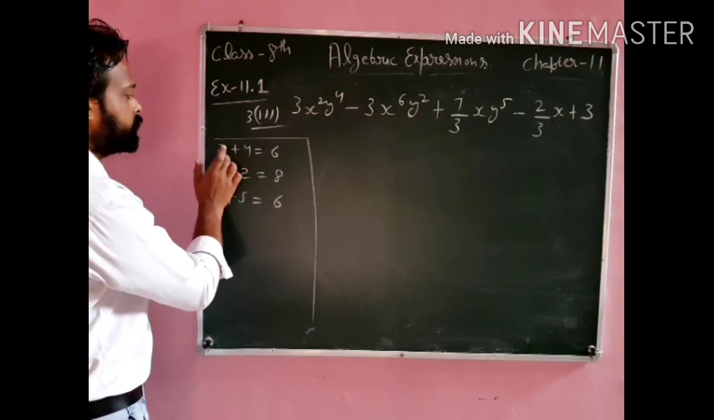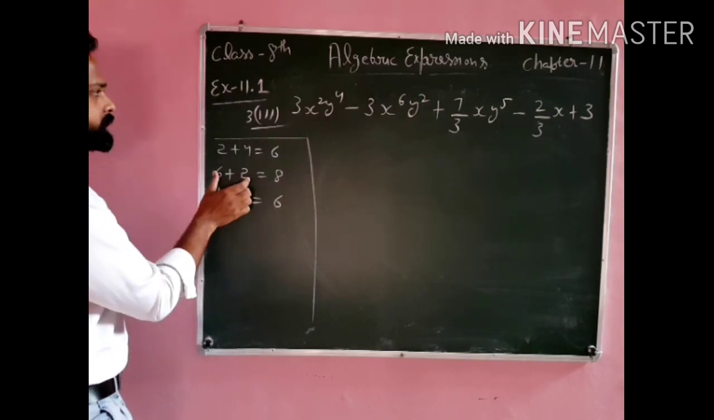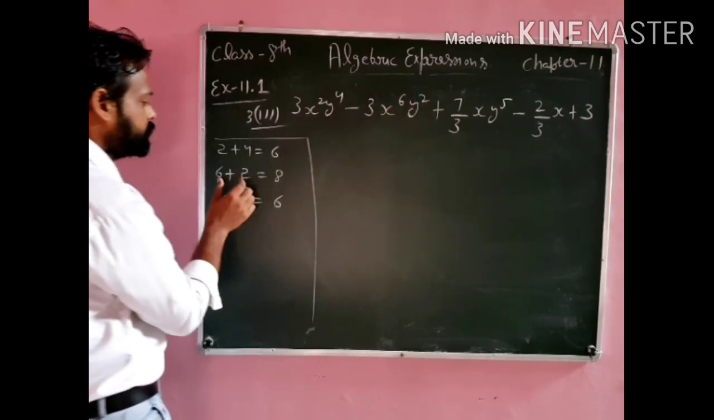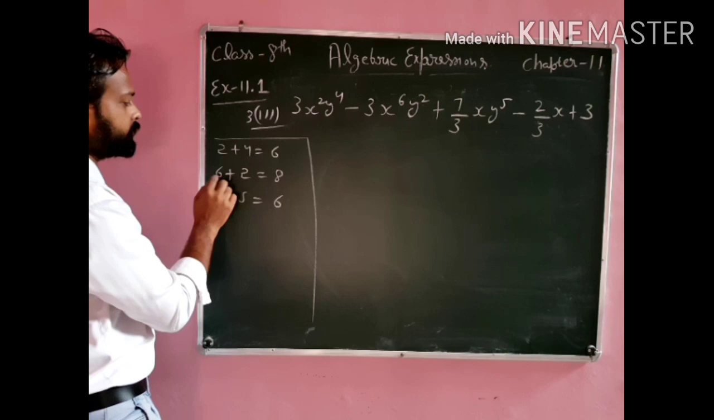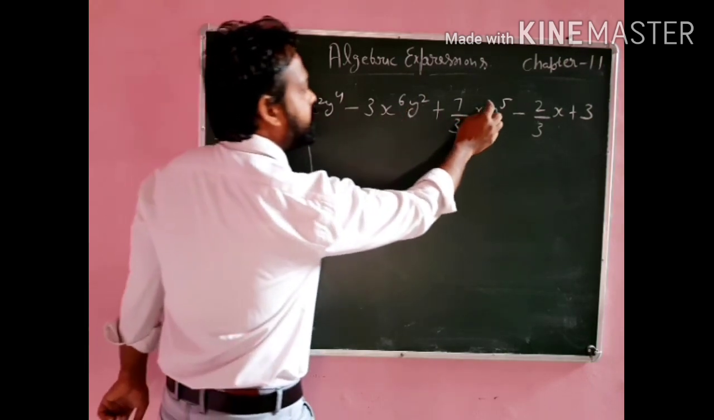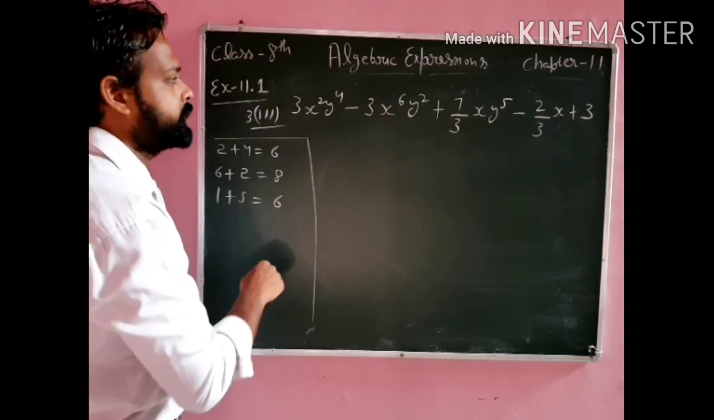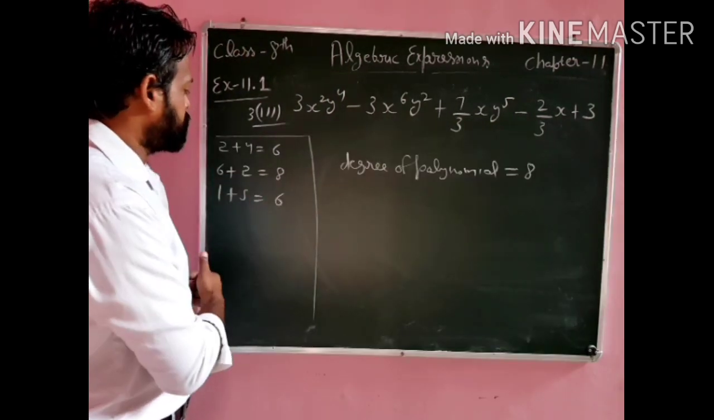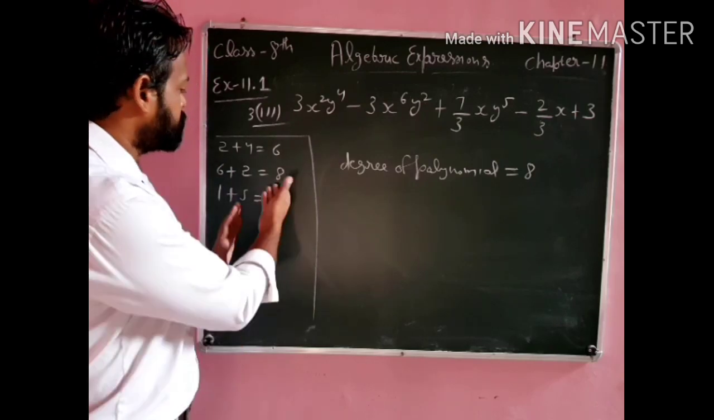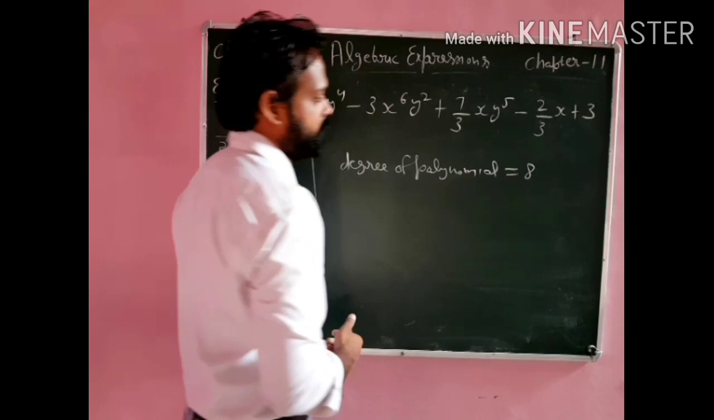to add. 2 plus 4 is 6, and then the next powers are 6 and 2, and we have to add this 6 and 2, so 6 plus 2 is 8. Then, the power of x is here 1, so 1 plus 5 is equal to 6. So we got 8 as the highest sum, so the degree of the polynomial is 8.